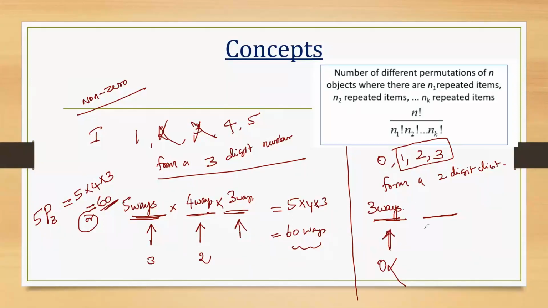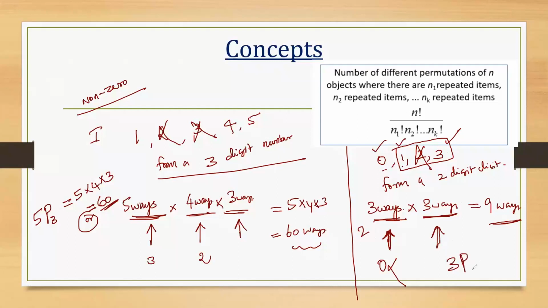Then the second place, we have already written one number here. For example, I have written 2 here. Then in the second place, now 0 may occur. So now we have 3 numbers: 0, 1, 3. Out of 3, anyone will come here. So 3 ways. So the total answer is 9 ways. Is it clear?